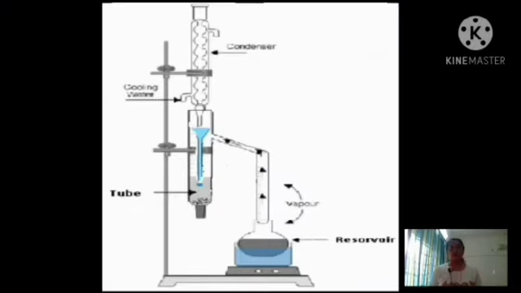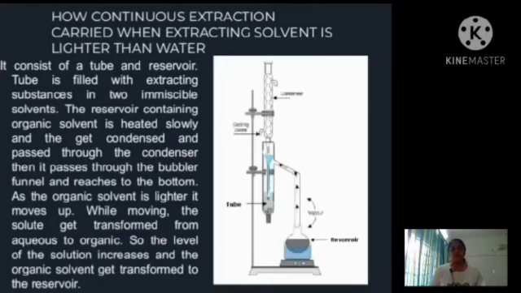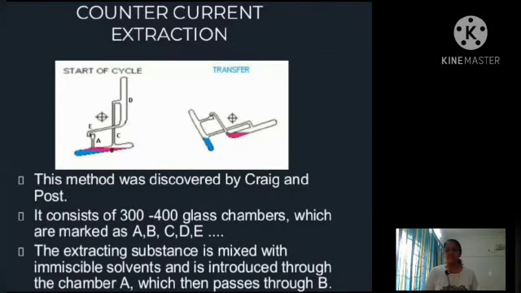So when the organic solvent is coming from bottom to the top, all the solute from the aqueous layer gets transferred to the organic layer. Thereby the level of the solution increases and this organic layer will fall again to the reservoir. This process continues until the maximum separation of the solute from the aqueous layer to the organic layer takes place. Next, we can discuss the third method of solvent extraction, that is countercurrent extraction.